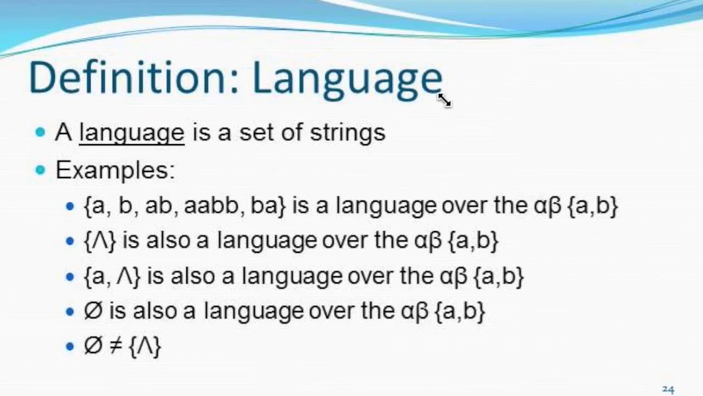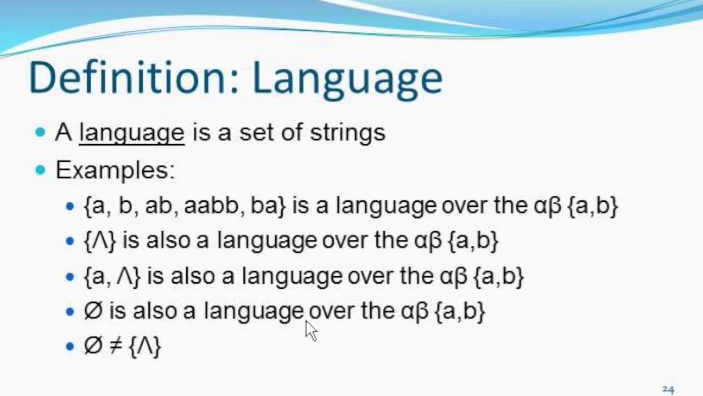Okay, so let's now define a language. A language is defined to be a set of strings. And the fact that we don't say a finite set of strings is very important here. We've said an alphabet is a finite set, and a string is a finite ordered sequence of 0 or more symbols, but a language can be of infinite length.